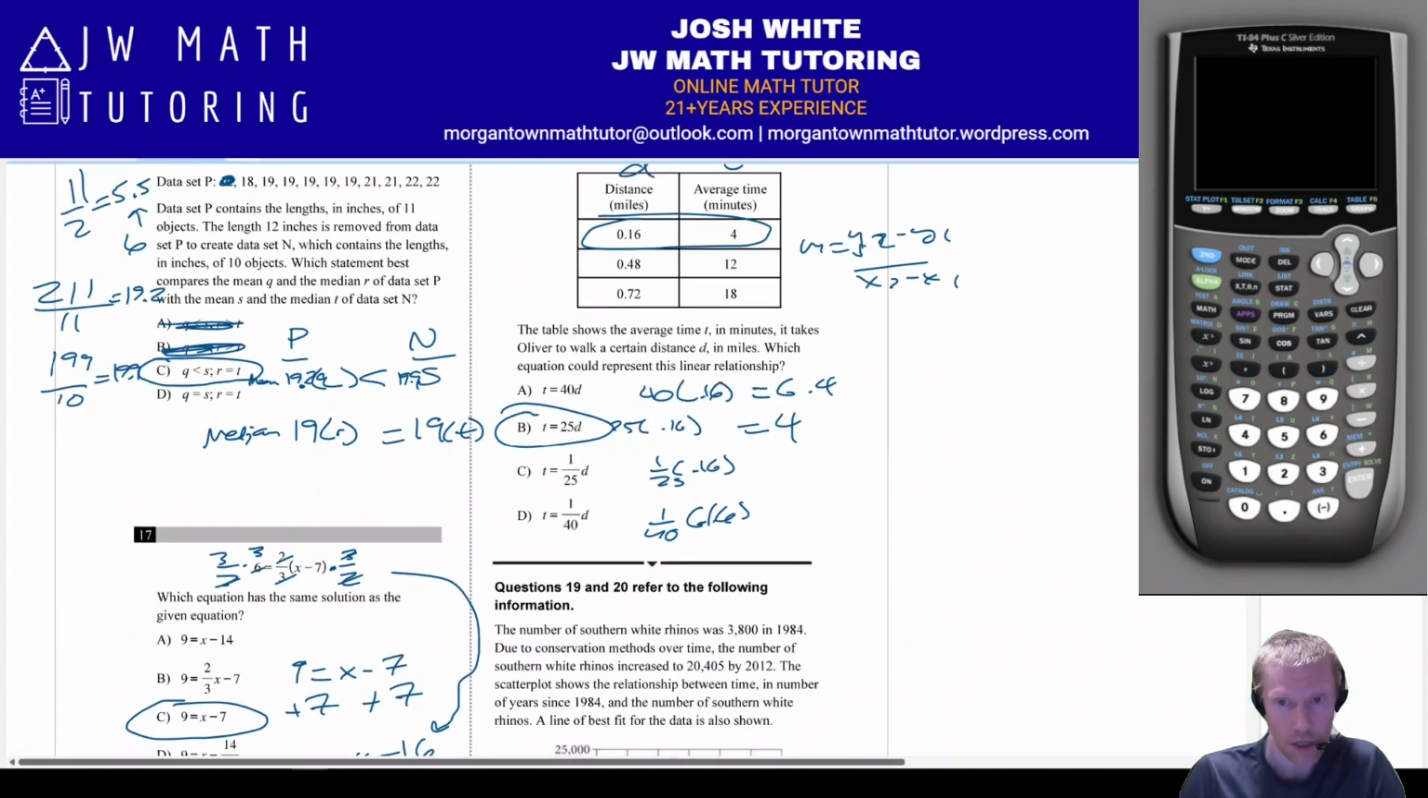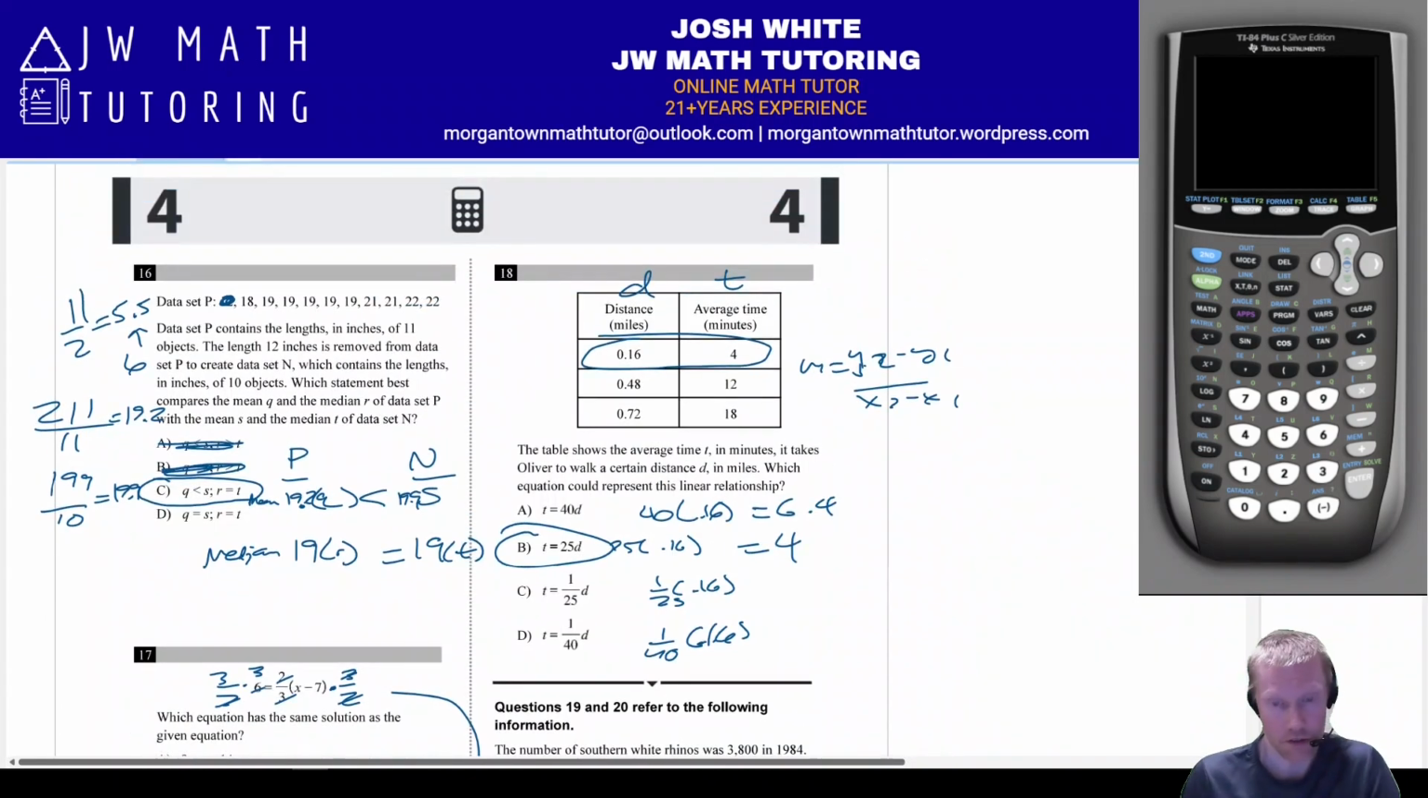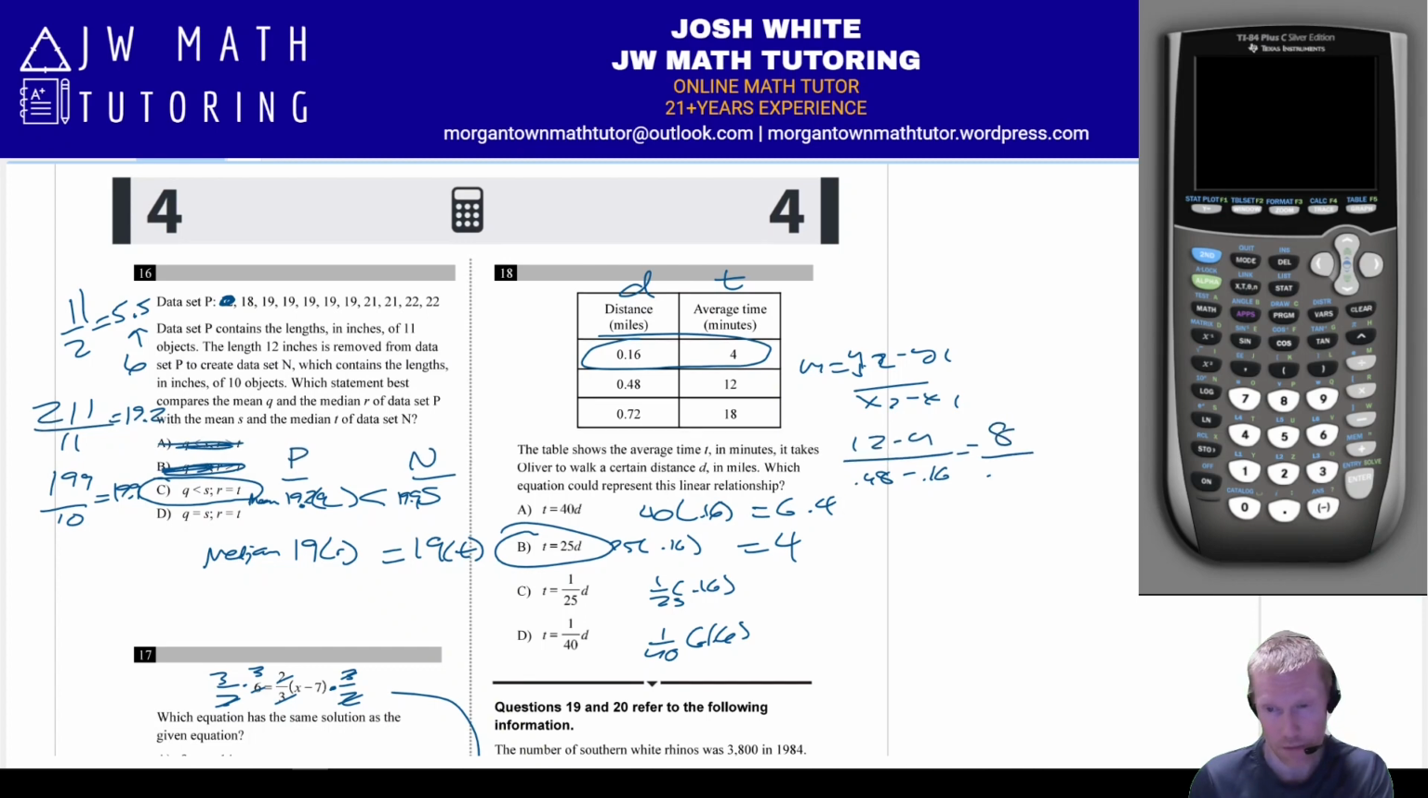So for this one, again, the way that I would attack this is just using back solving. Take one of these points and plug it in. But alternate methods could be to find the slope by plugging in 2 of these values here and then dividing them. So 12 minus 4 over 0.48 minus 0.16. And you get 8 divided by 0.32. And then you just do it on the calculator. And when you do it, it's going to come out to be 25. At least it should be. And that would be the slope of your equation. And if you notice here, there's only one possible answer choice that has a slope of 25.